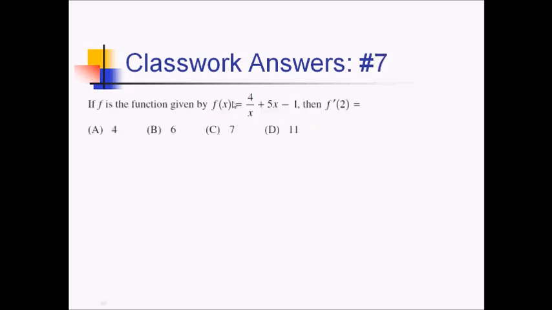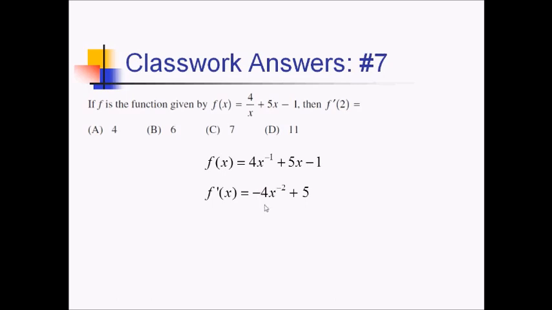On this problem, I'm given this f of x function, and I want to find f prime of 2. That means I need the derivative of f, and then I just plug 2 into that. So to find the derivative, this will be a little easier if I rewrite 4 over x as 4x to the negative 1, because then I can go ahead and use the power rule on this first term. So going left to right and doing that, I've got negative 4 times x to the negative 1 minus 1, which is negative 2. Next, 5x just becomes 5, the slope of a line 5x. Negative 1 is a constant, so the derivative of that's just going to be 0.